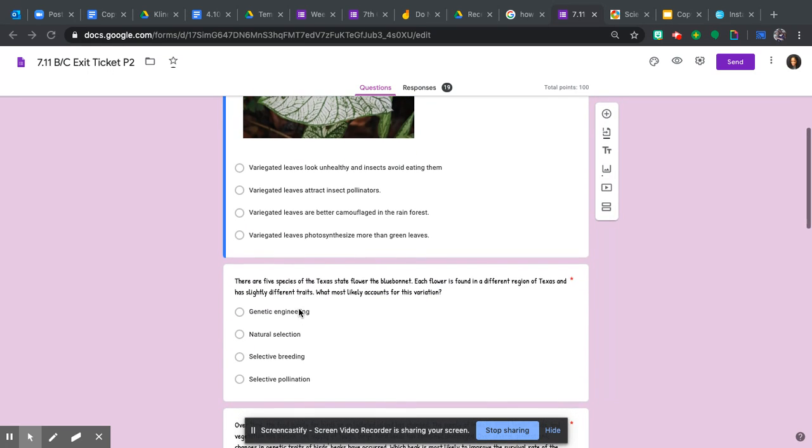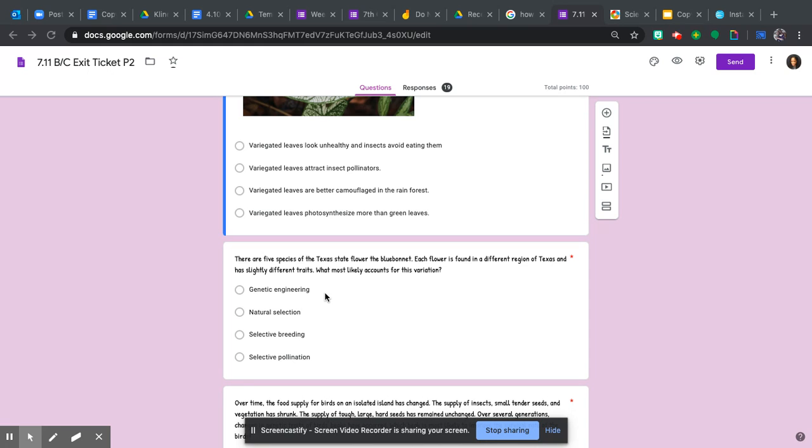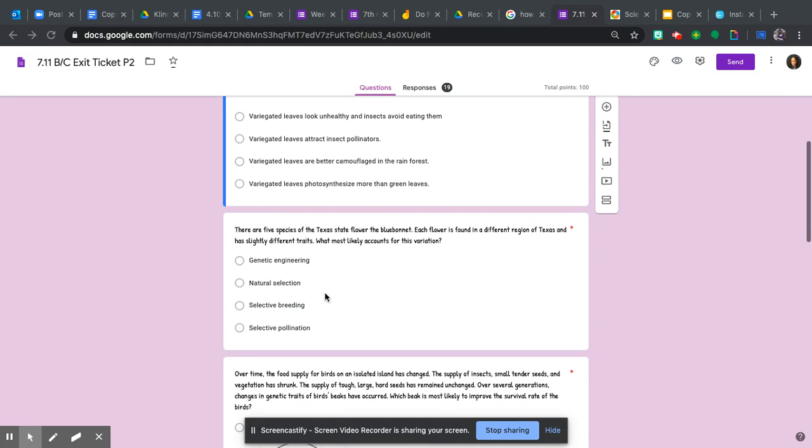The next one says there are five species of the Texas state flower, the bluebonnet. Each flower is found in a different region of Texas and has slightly different traits. What most likely accounts for this variation? The variation would be natural selection, okay?